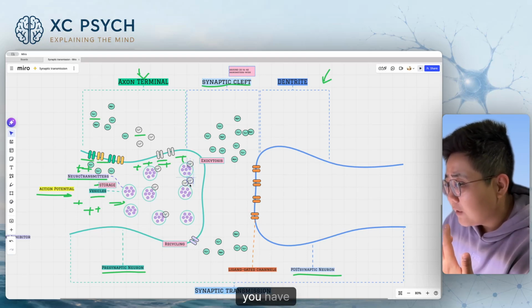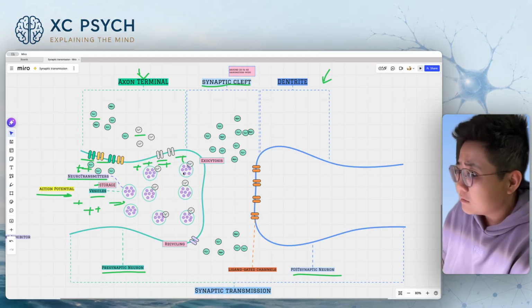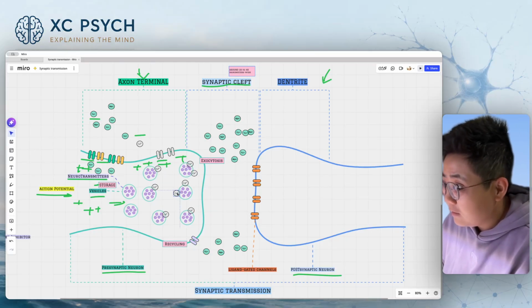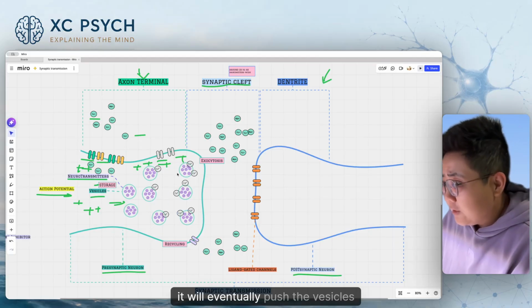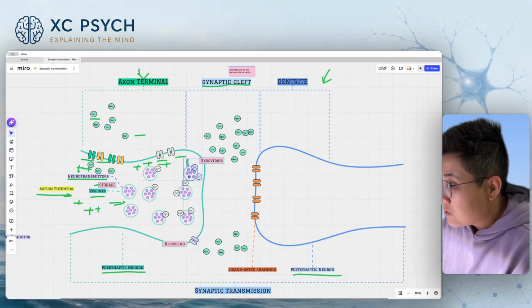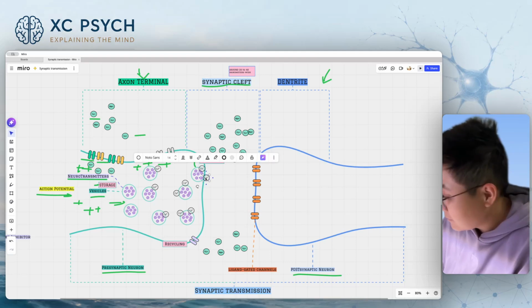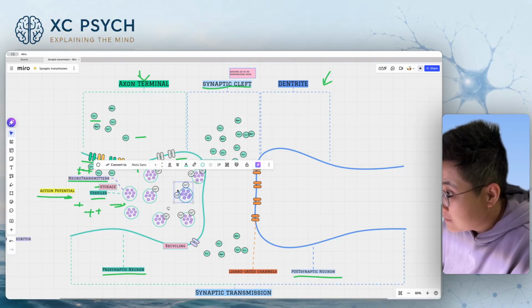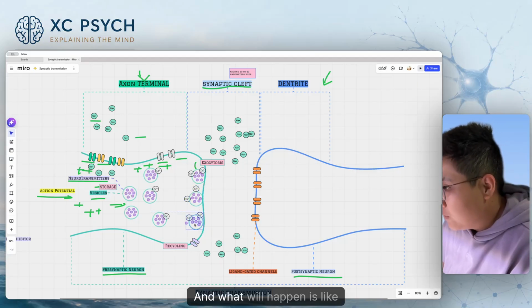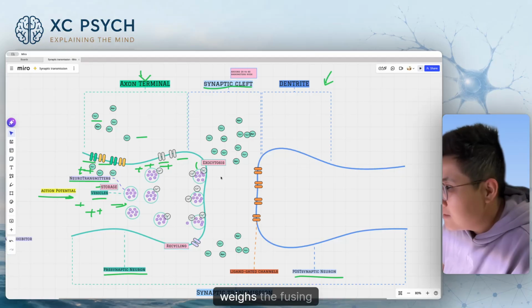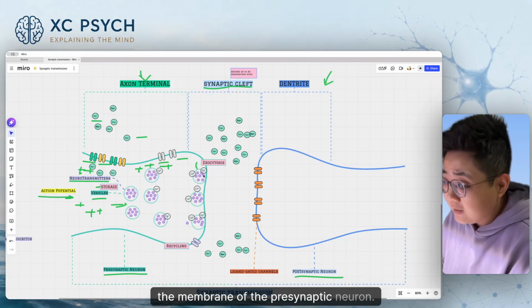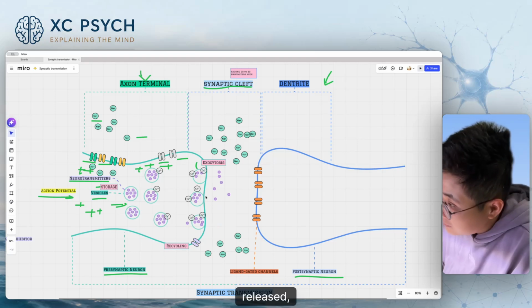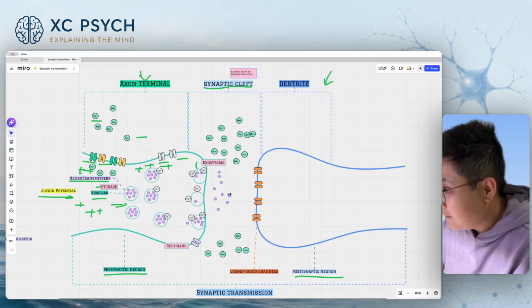And just imagine you have a lot of weight on a balloon. The balloon would fall, right? It will, because of gravity. And when the calcium binds with the vesicles, it will eventually push the vesicles as a whole to bind, or to fuse, with the membrane of the neuron. So it's something like this. And what will happen is, with the fusing of the membrane of the presynaptic neuron, the neurotransmitters will be released, right? They will be floating in the synaptic cleft.